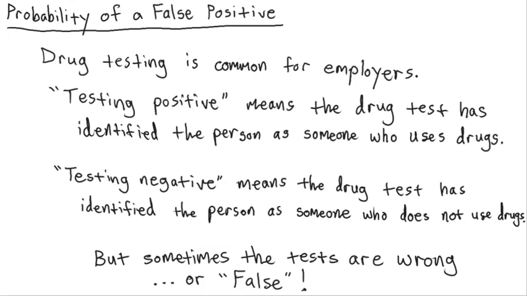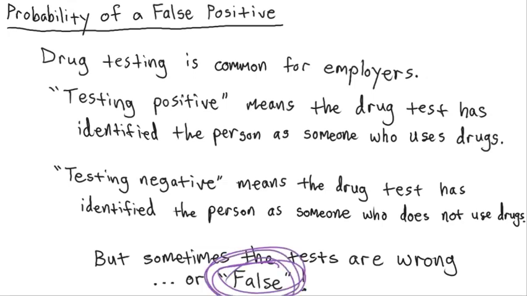So if any person were to take a drug test, that test is only going to give one of two outcomes. It's either going to say, based on this test, we think that this person uses drugs, or based on this test, we think that this is someone who does not use drugs. Those are the only two possibilities. But sometimes the tests are wrong. When they're wrong, we call them false.